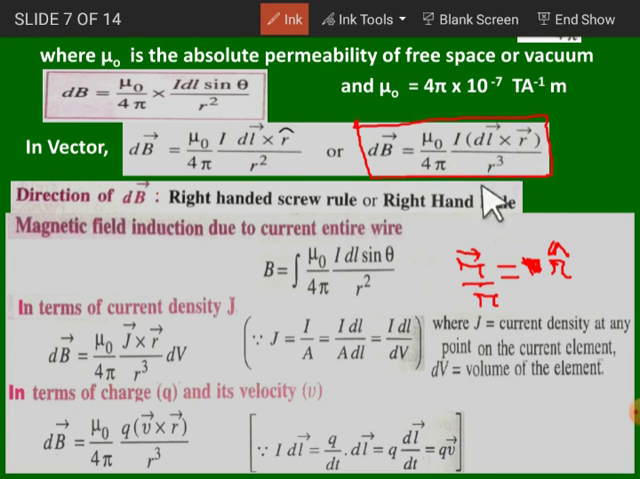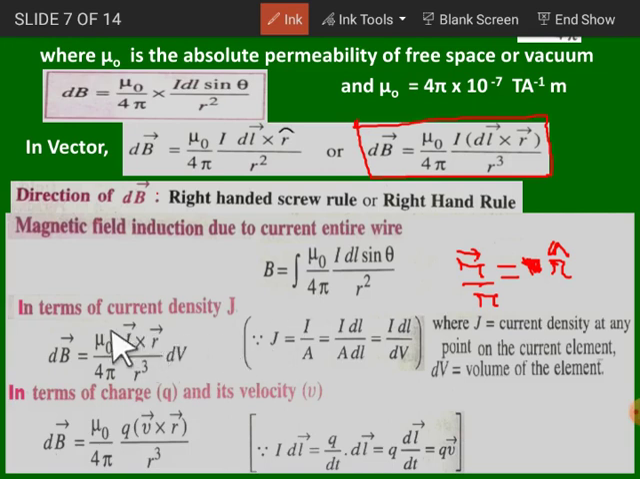Now if you want to express this magnetic field induction, that means dB, due to the entire wire, then you need to integrate it. Then you will get the magnitude; for magnitude you have to do it here, not here. This is for direction. So you need to take the integration of these dB, and then you will get this expression. So this is the expression of the magnitude of the magnetic field due to the entire wire. If you have a longer wire, then you can do it like this.